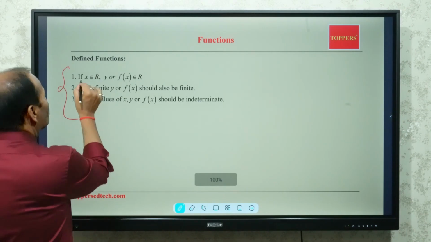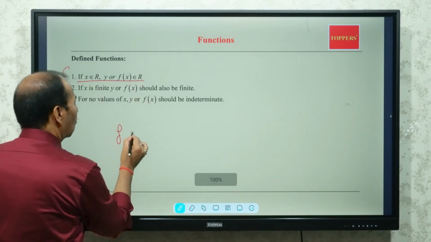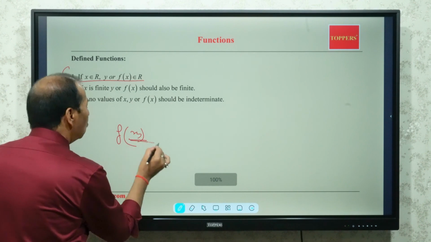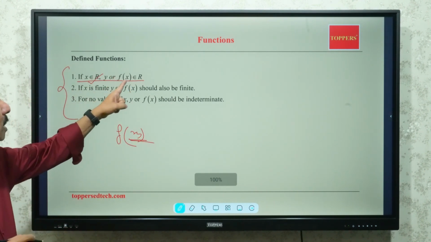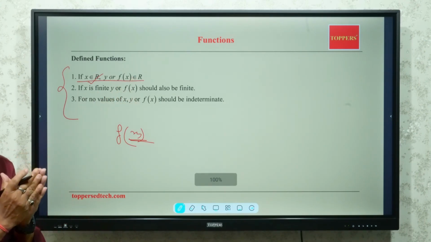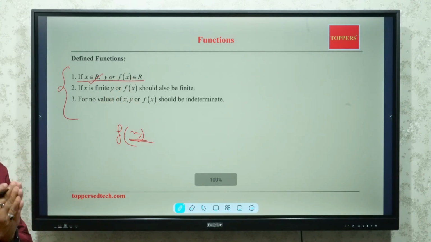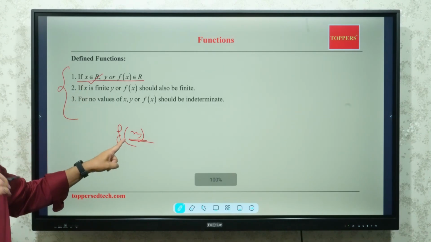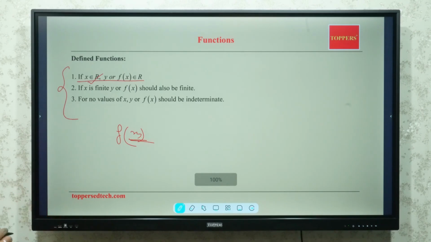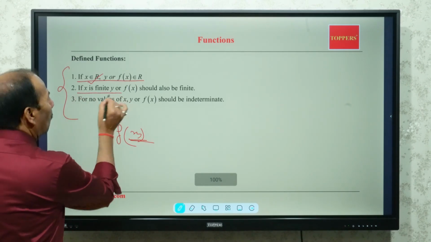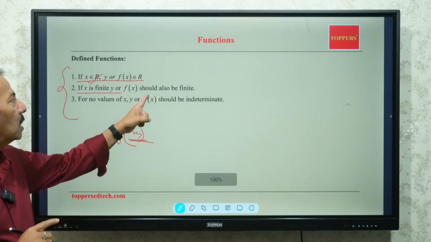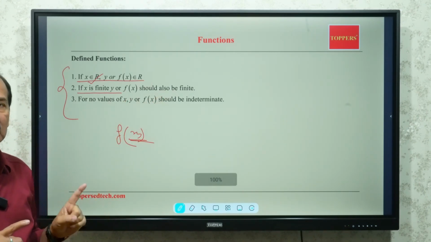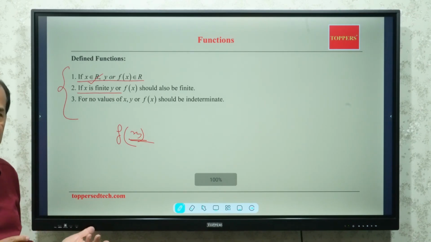Suppose you have any function f of x. For real values of x, if y or f of x is also real, that gives you the first condition for the defined function. The second condition is if x is finite, you take a finite value of x, and f of x or y is also finite. Then only we can say that it is a defined function.